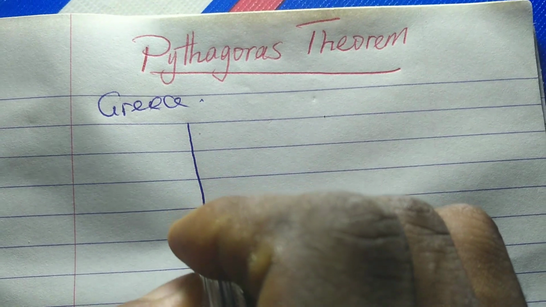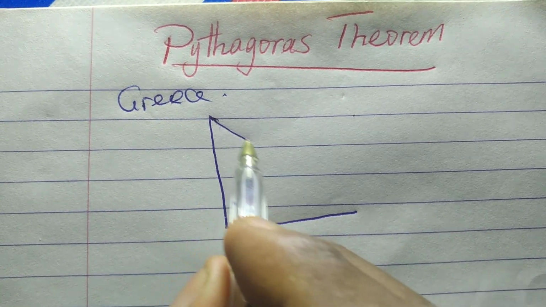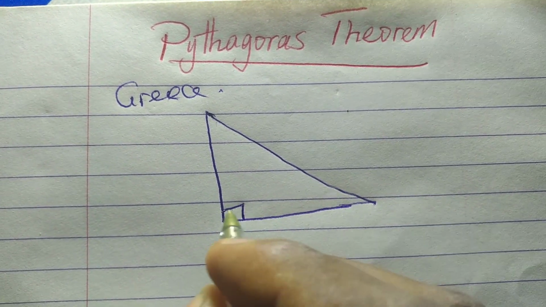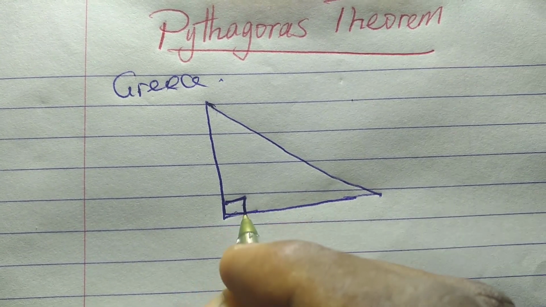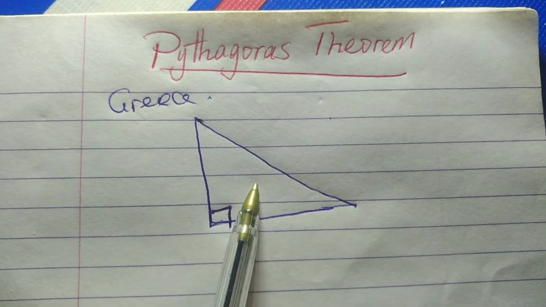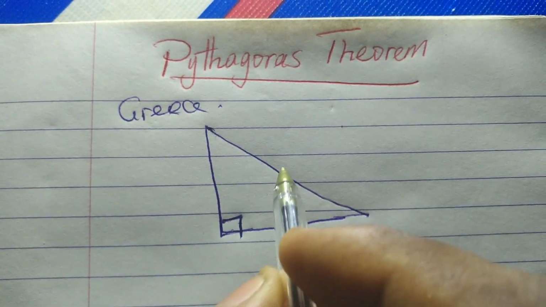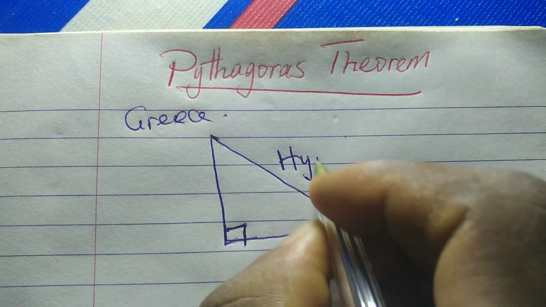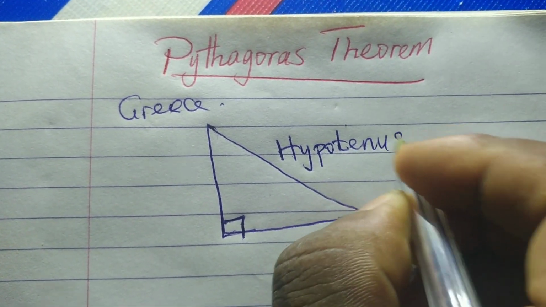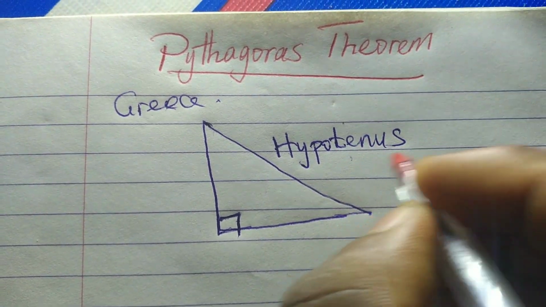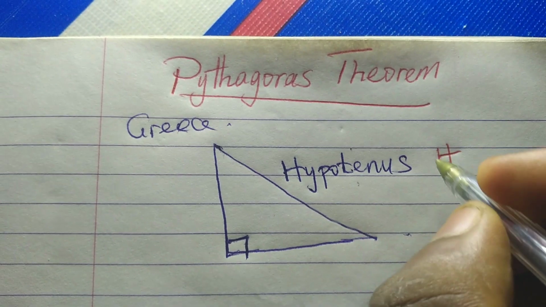In his theorem, he stated for the right-angled triangle, which must be a triangle of this form, with a right angle here, and a right angle signifies an angle of 90 degrees. He said for all triangles like this, the longest side of the triangle is given the name hypotenuse. So I call this hypotenuse. I can represent it with capital H, my hypotenuse.